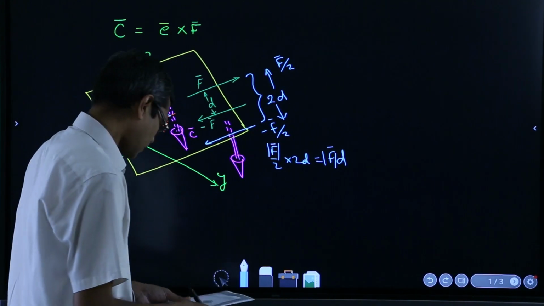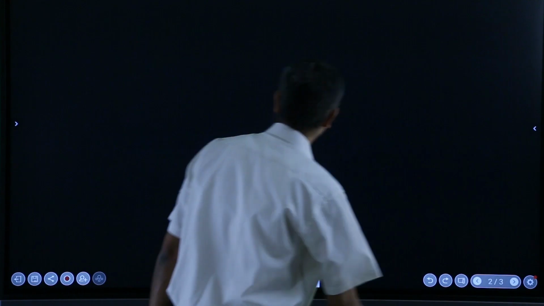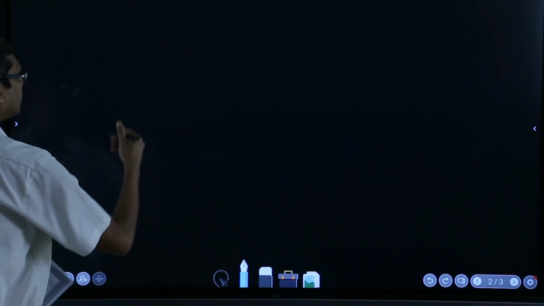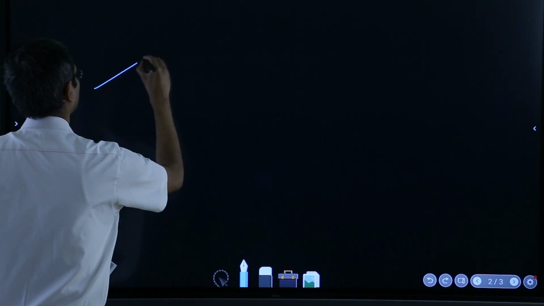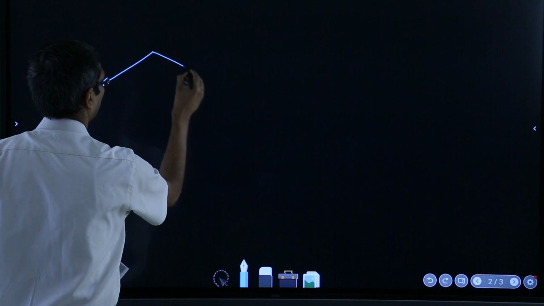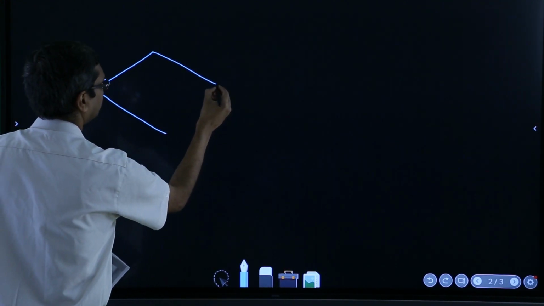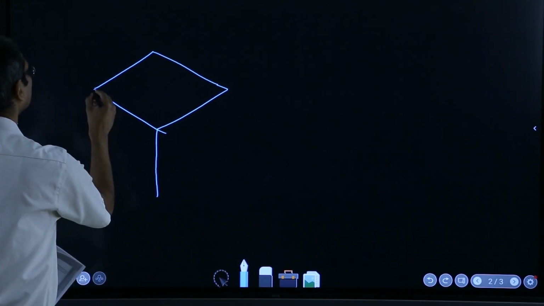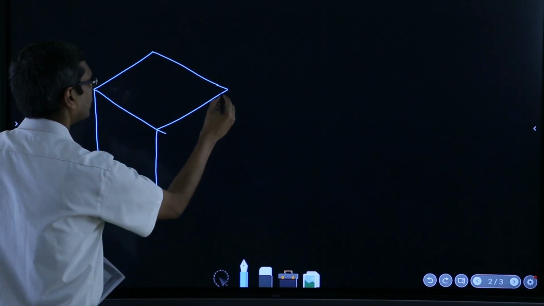So let us see. I'll go to the next page because I'll need some space. Okay. Now let's assume that we have an example; we will see this. It will be easier to understand what we are doing. Suppose there is a cube like this.